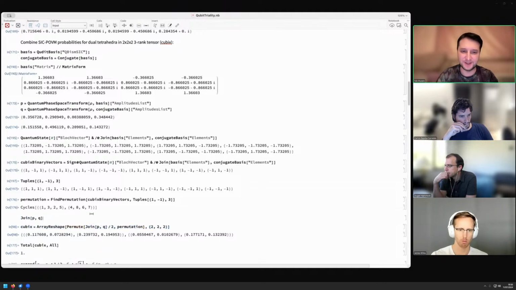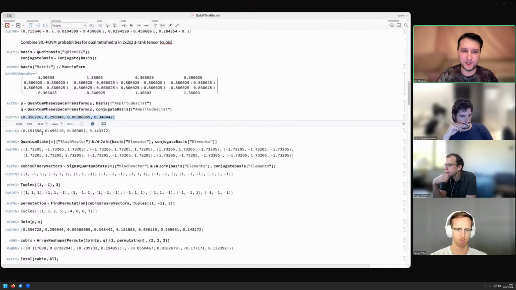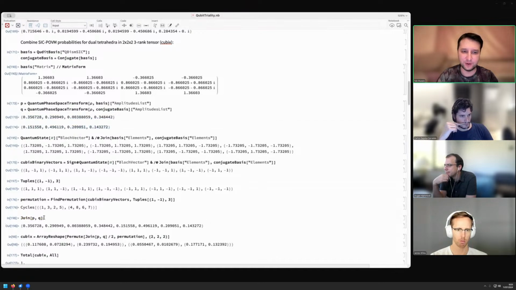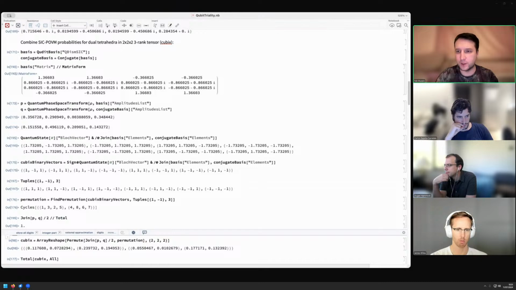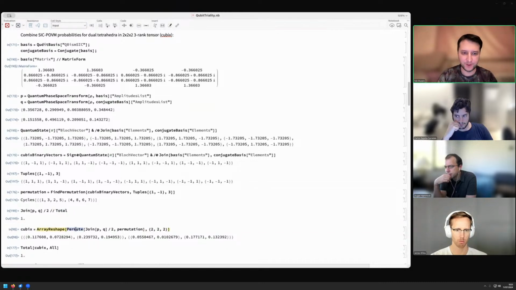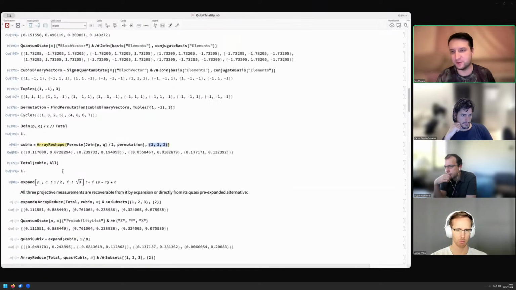So we just join these two vectors, one basis and another basis, together, and divide by two so that it's normalized again. So that if I just sum all the numbers together, it's still one. So it's just a probability vector, and we permute them with that permutation and reshape it into a 2 by 2 by 2 matrix. So now it's an actual qubit, and we can put them into vertices of a cube, and then we have some interpretation of the actual vertices as some kind of numbers. And the interpretation is very nice.